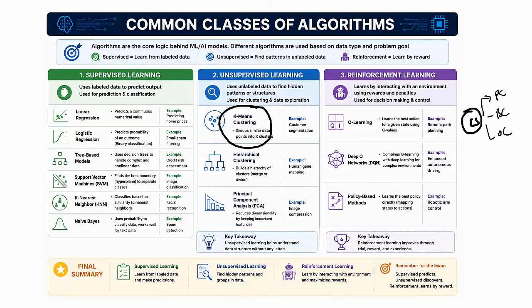Second is called hierarchical clustering. Hierarchical clustering creates a tree-like structure of groups. We normally map or group similar documents, right? We start by grouping smaller items and then combine them into groups, like a family tree of groups. That is called hierarchical clustering. And third is called principal component analysis, where we reduce complex data into a few important features. Let's say an image which has 1,000 pixels, right? So PCA will reduce the complexity while keeping the important information.